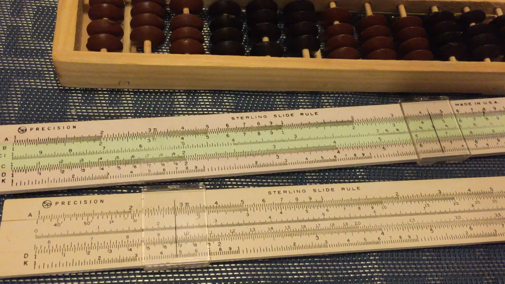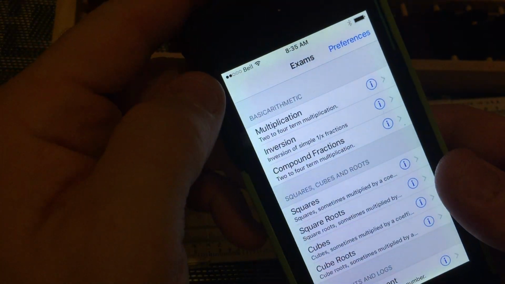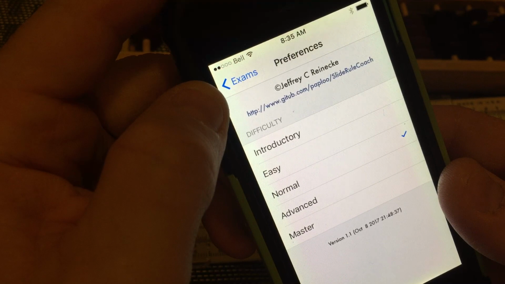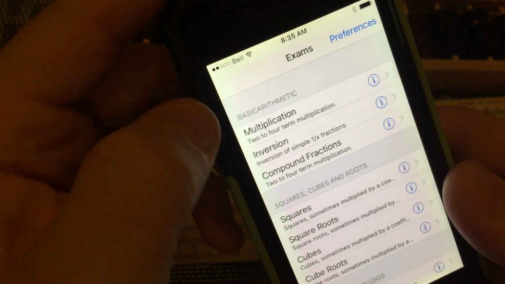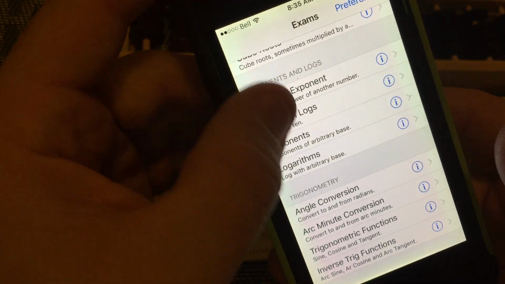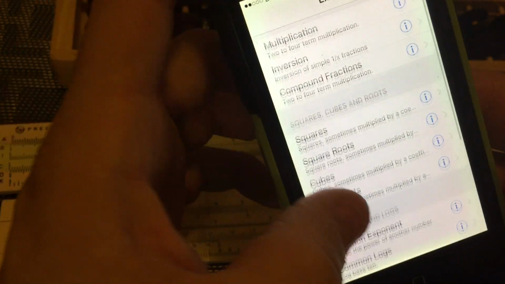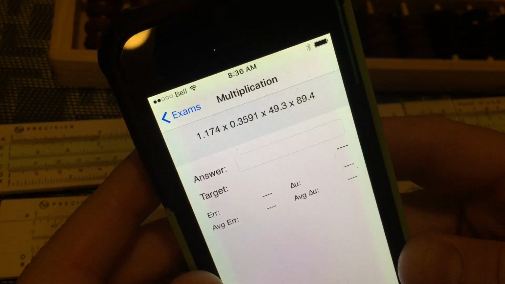I'm going to just get an app running here. Okay, this is an app by Jeffrey Renake, Slide Rule Coach. Okay, and you'll notice it has a number of different tests that you can try on your slide rule: multiplication, inversion, compound fractions, and so on, squares. Let's do multiplication. So the way this works is you get something like that.